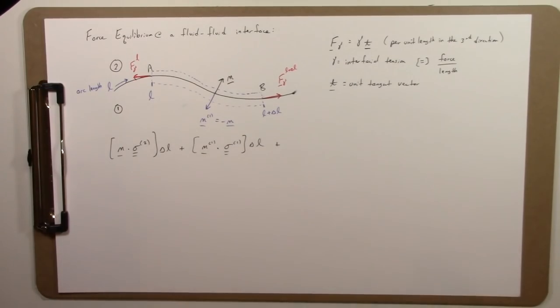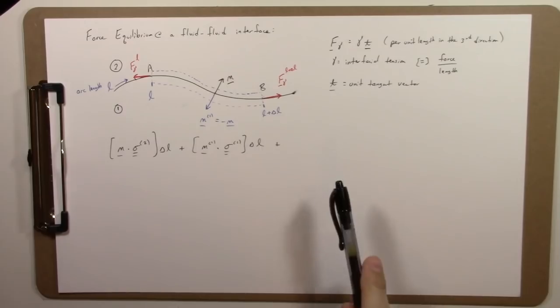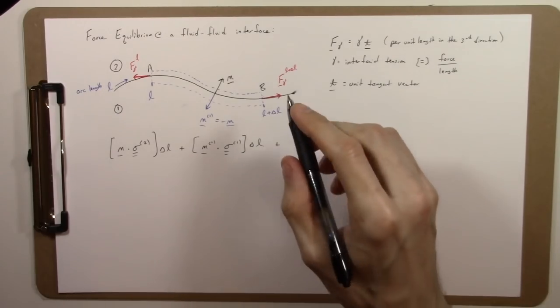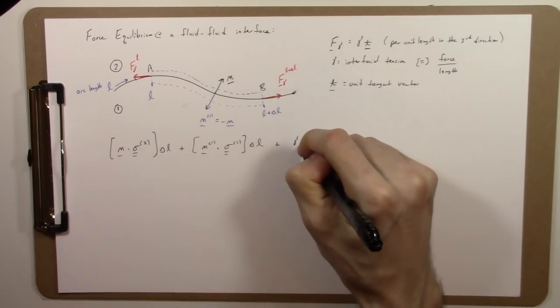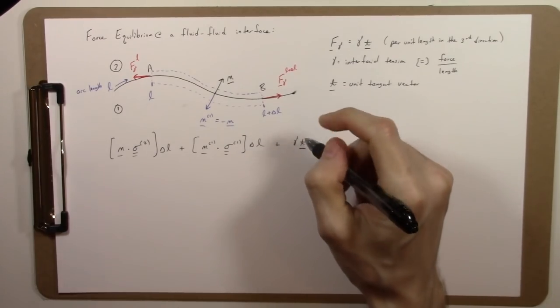And then now we have to account for the interfacial tension forces. So we're taking L to be positive moving towards the right. So we're going to add interfacial tension, and the direction it acts is in the direction of the tangent vector t to the interface.